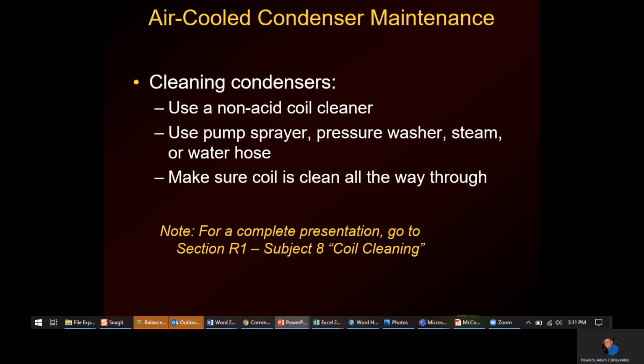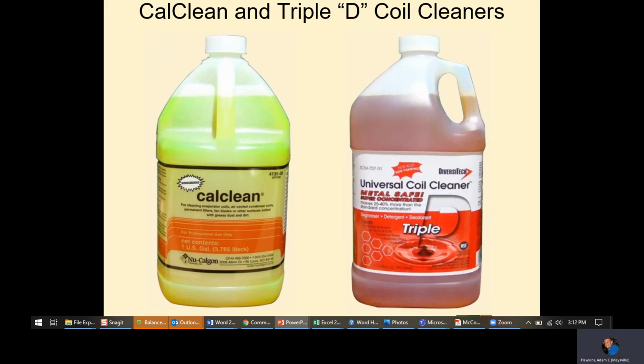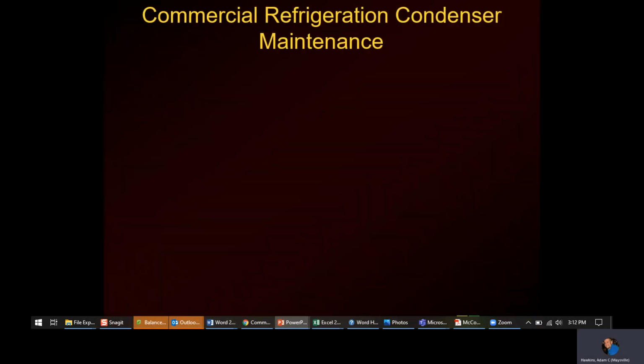It's better to clean it from the inside out, because air is getting pulled from the outside in. So instead of pushing all that deeper into the coil, it's better to push it back out. Use some sort of non-acidic coil cleaner that's designed for your type of condenser. So if it's aluminum or not aluminum, that may make a difference. But they make all kinds of cleaners for that. And these are old, but there's still stuff like that and stuff that's better now.